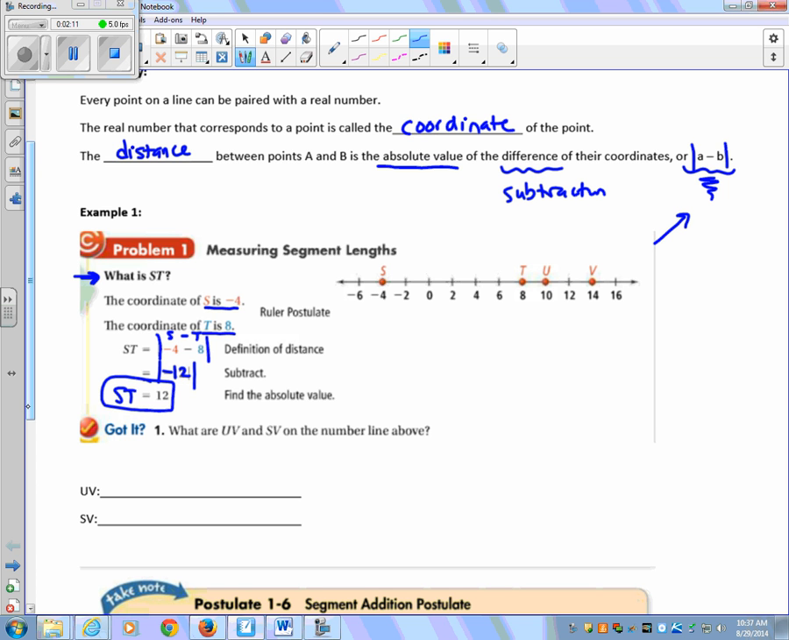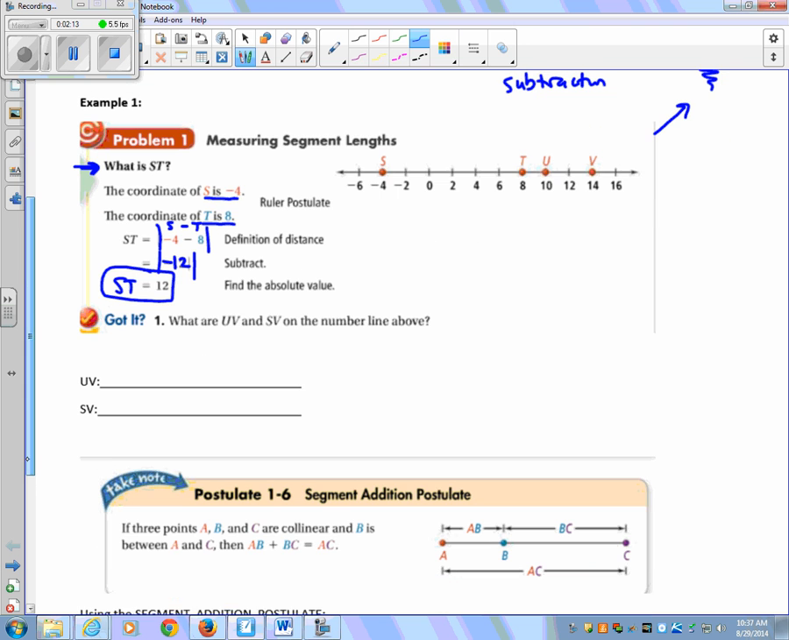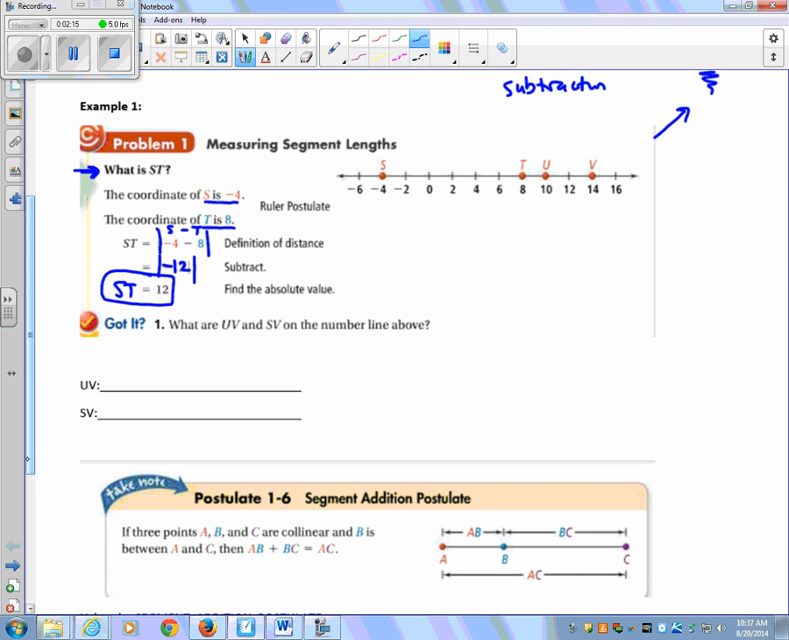units. So if we try the next couple of examples here, the question is, what are UV and SV? Meaning the length of UV and the length of SV. So you, at this point, should try this on your own. Remember, you're doing U minus V, S minus V, and plugging in the appropriate coordinates.